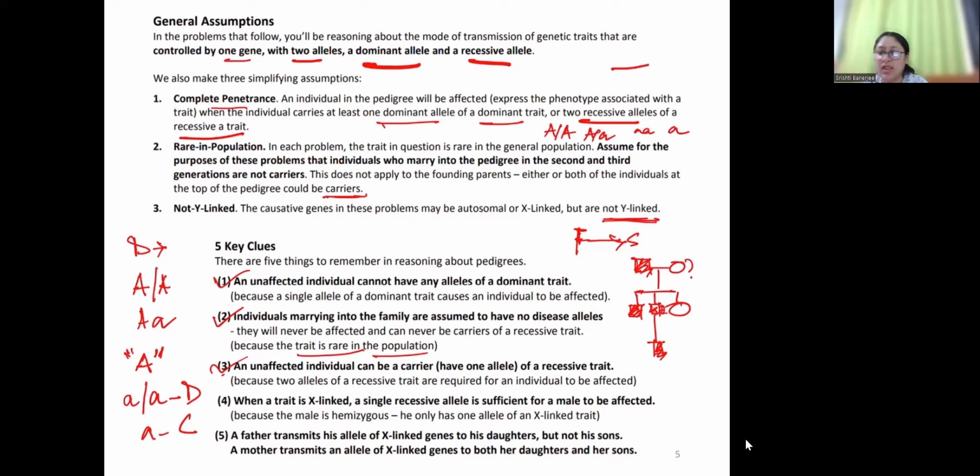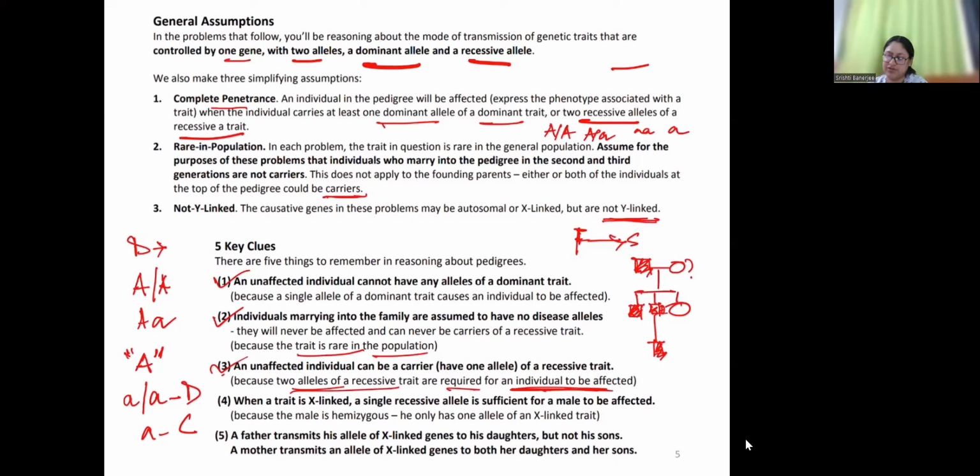So yes, an unaffected individual can definitely be a carrier, having one allele of a recessive trait, because two alleles of a recessive trait are required for an individual to be affected. So if two are not there and only half of it is there, it is a carrier. That is one more assumption.